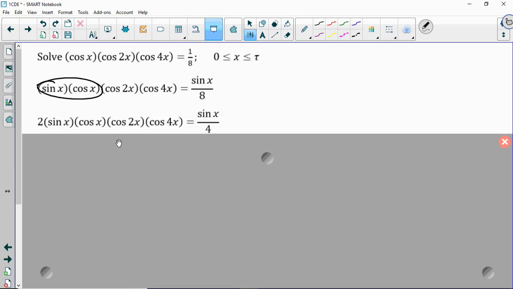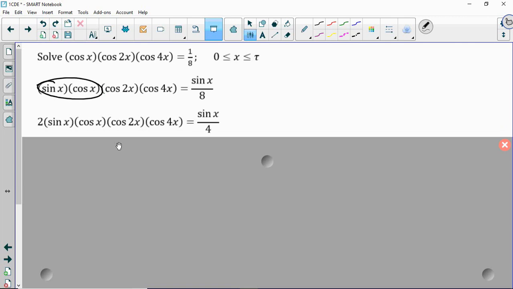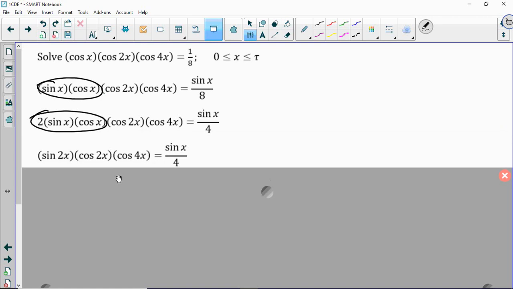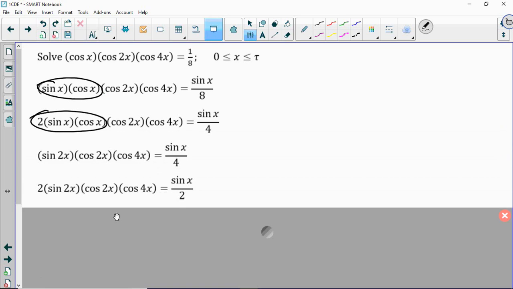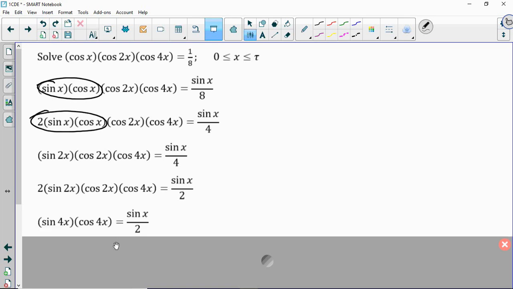Specifically, if we multiply both sides by 2, then we have 2 times sine of x times cosine of x over here, which is just sine of 2x. And all of a sudden, we start to see this collapsing pattern, because now I have sine of 2x times cosine of 2x, which means if I multiply both sides by 2, I have essentially sine of 4x. And then I can multiply both sides by 2 again.